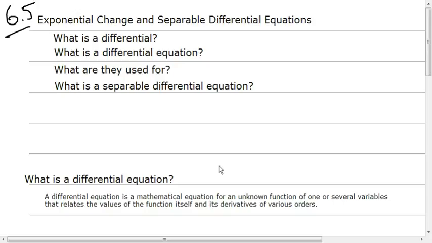6.5 exponential change in separable differential equations. Before we get into some specific examples, let's clear up some points. First off, what is a differential? Well, we've been using them all along, but maybe a little review would be appropriate.